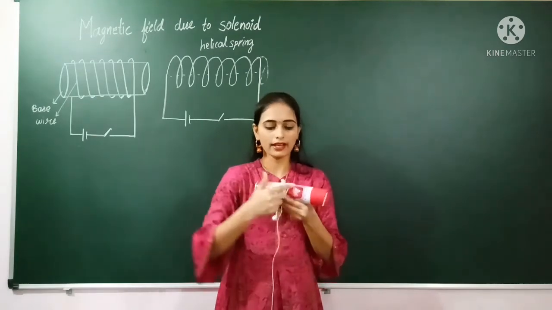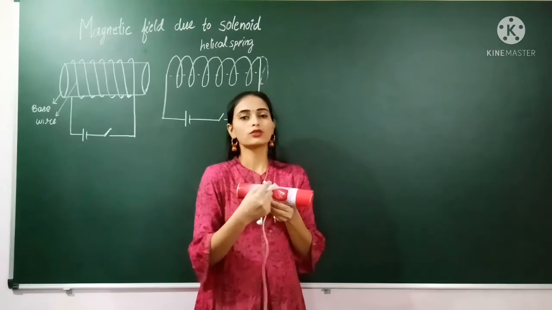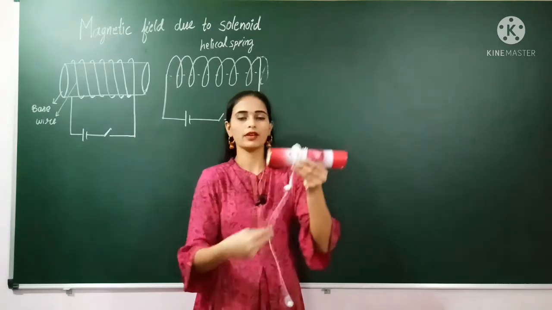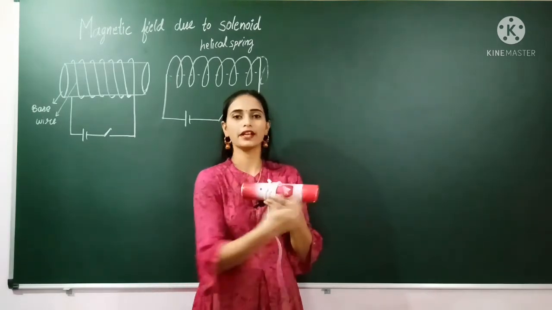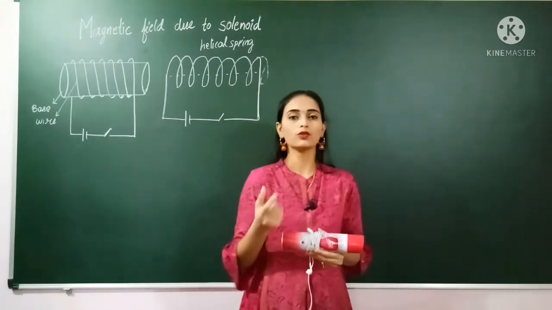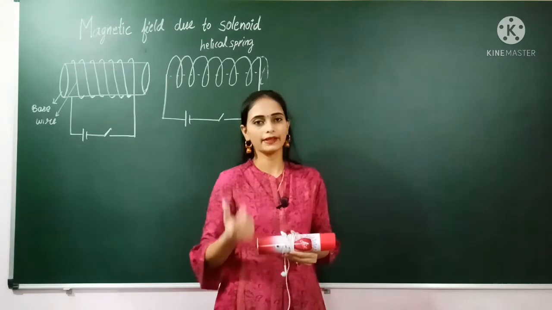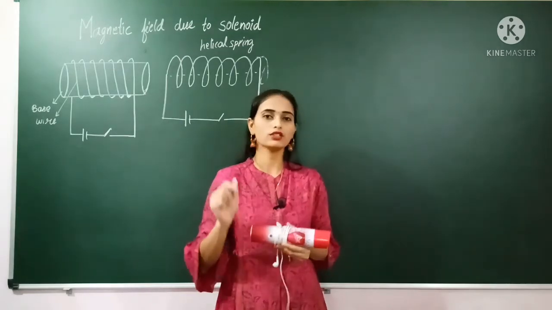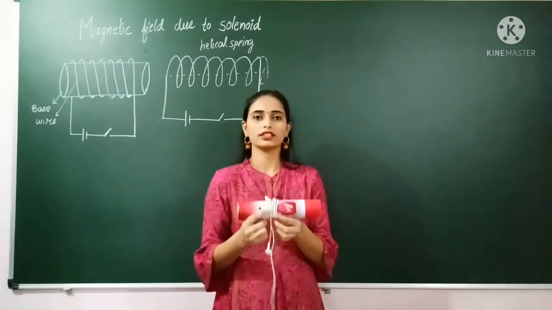These wires are closely arranged. It will be a very long wire, completely arranged on this cylinder so that a magnetic field can be generated. What type of magnetic field? A uniform magnetic field we can get from this solenoid. So this is about the structure.